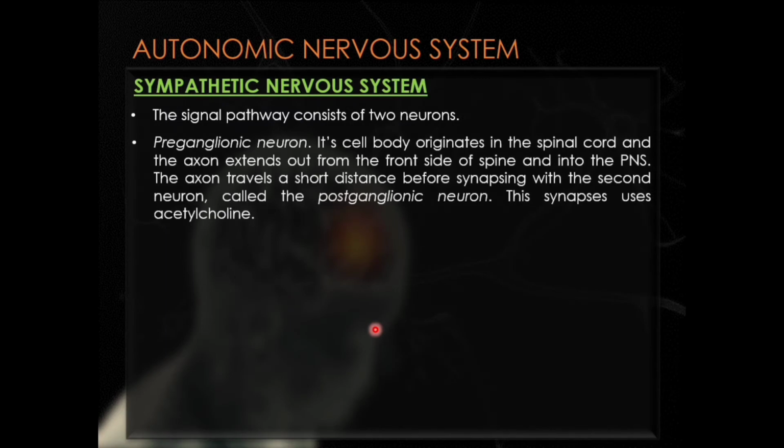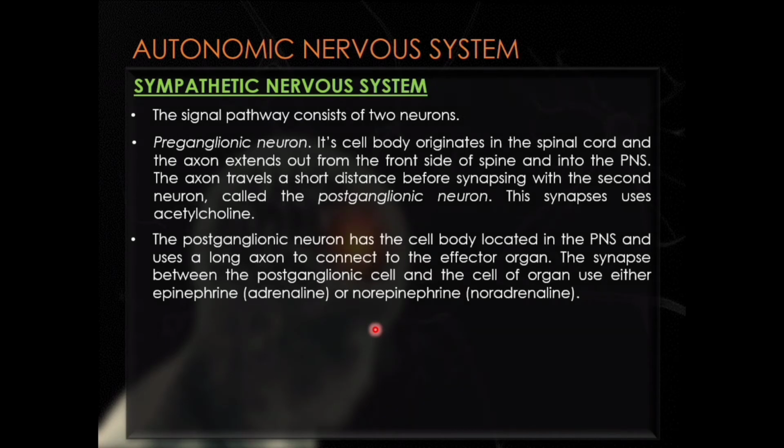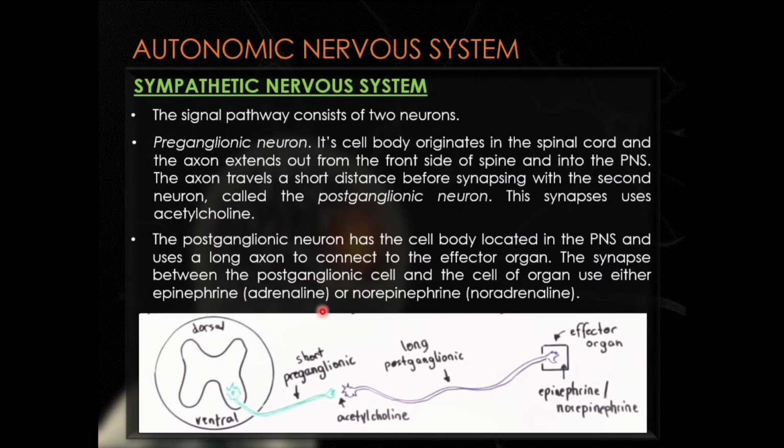So now that we know the function of the sympathetic nervous system, let's discuss the pathway of the electrical signal along the neurons inside the sympathetic nervous system. We have two neurons in our pathway. The first neuron is known as the preganglionic neuron, and the second one is the postganglionic neuron. All preganglionic neurons in the sympathetic nervous system begin in the spinal cord of our body. So the cell body and the dendrites of the preganglionic neuron are found in our spinal cord.